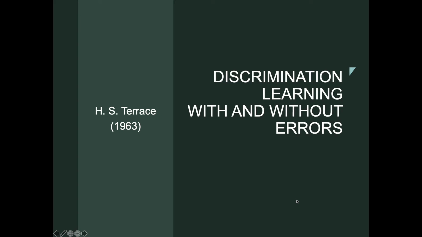This week we're going to review two articles by Terrace, both published in 1963, and I believe this is part of his doctoral dissertation. Then we'll follow up with an article by Touchette and Howard in 1984.